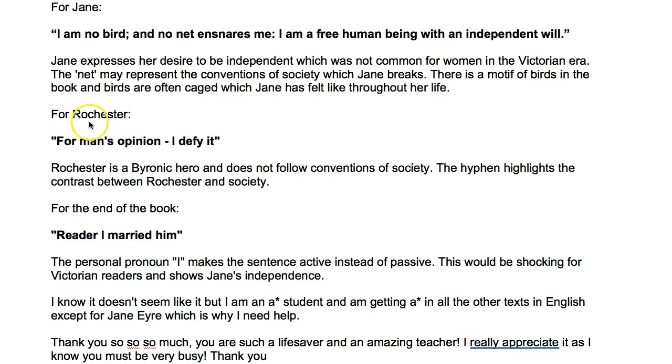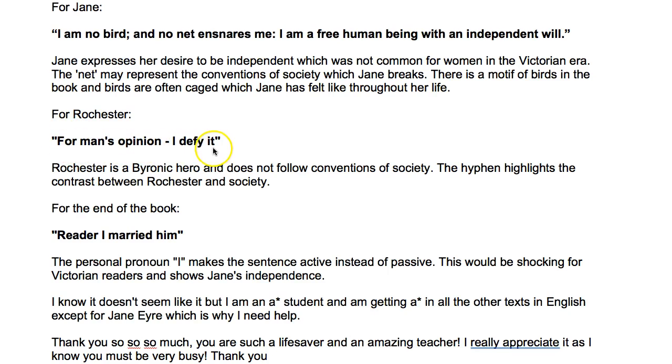Okay, let's have a look at the quotation for Rochester. "For man's opinion, I defy it." Rochester is a Byronic hero. Well, that's very good, but what words in the quotation are you going to link that to? And what does Byronic hero mean?